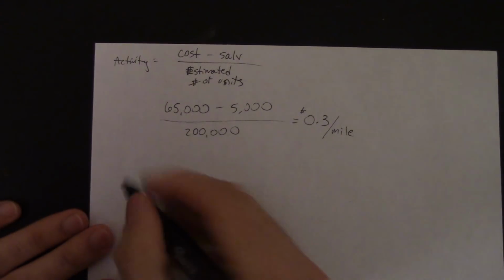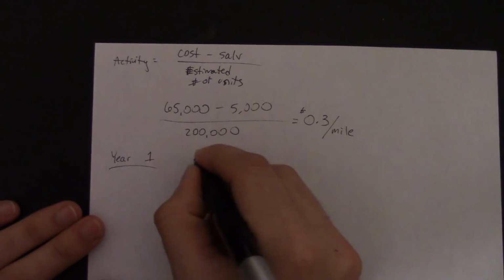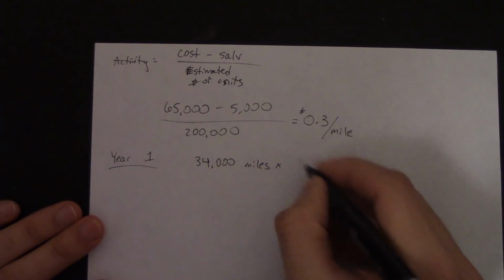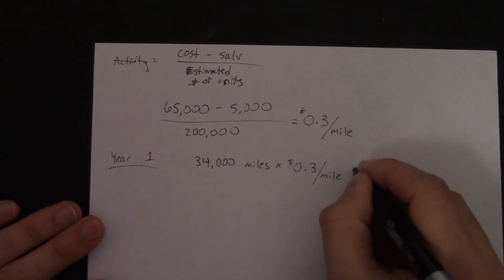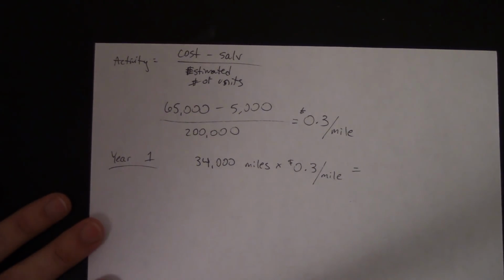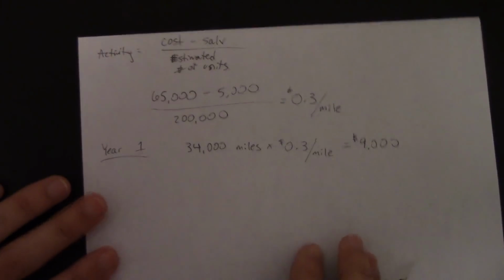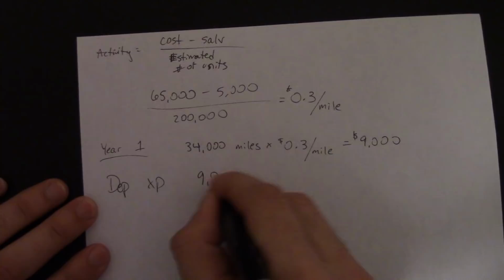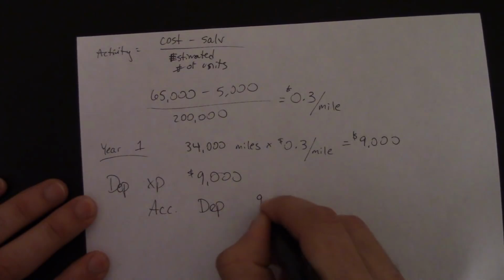In year 1, we drove it 34,000 miles. So we're going to depreciate it by 30 cents per mile. So multiply, and you should get $9,000. There's our depreciation expense, 9,000, and our accumulated depreciation is 9,000.